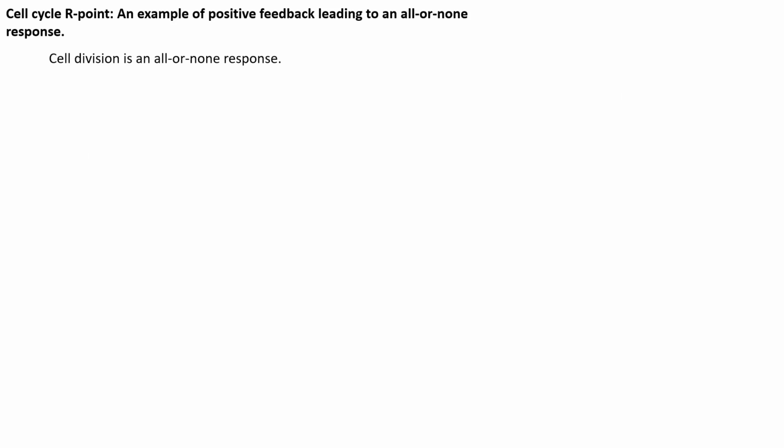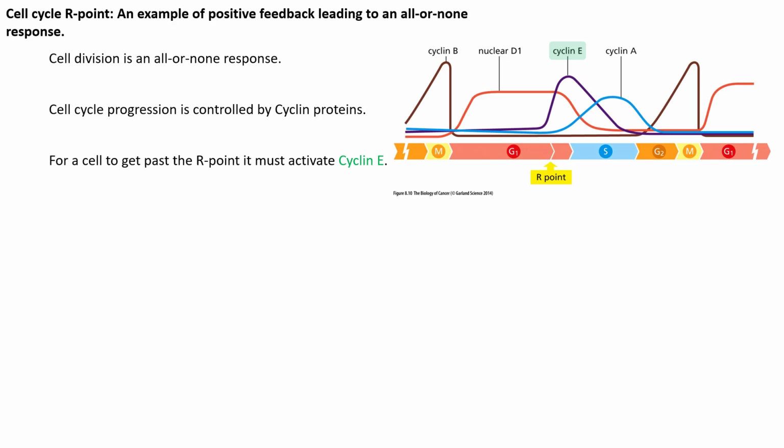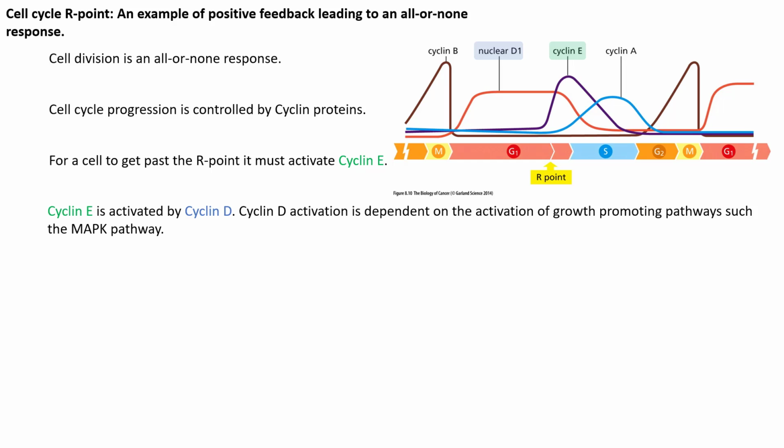Cell cycle R point, an example of positive feedback leading to an all or none response. Cell division is an all or none response. Cell cycle progression is controlled by cyclin proteins. For a cell to get past the R point, it must activate cyclin E. Cyclin E is activated by cyclin D. Cyclin D activation is dependent on the activation of growth-promoting pathways such as the MAP kinase pathway.